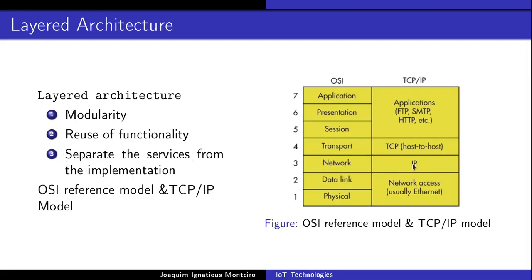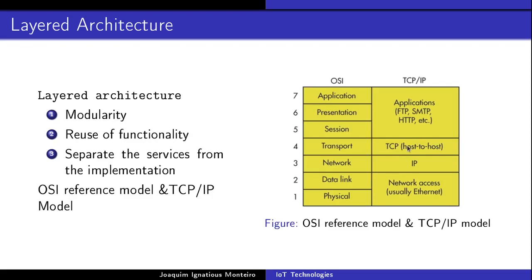So that's why, as the third point says, you can separate the services from the implementation. Then in the IP layer, you have the Internet Protocol, IPv4 and IPv6. There are other supporting protocols in this layer, but the two key protocols are Internet Protocol version 4 and Internet Protocol version 6. Then the transport layer has the Transmission Control Protocol and UDP, TCP and UDP. These are two transport layer protocols.